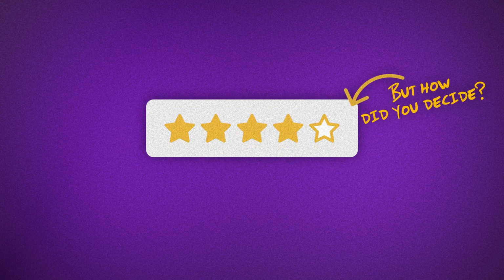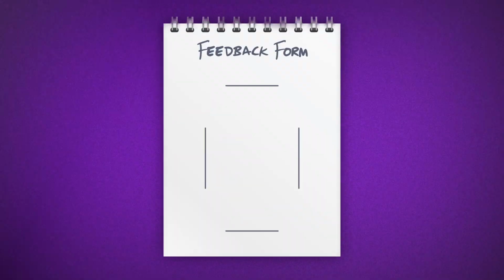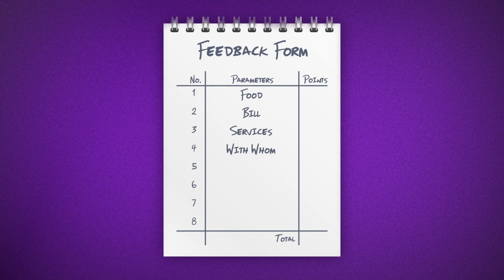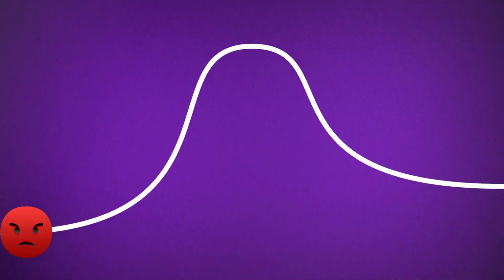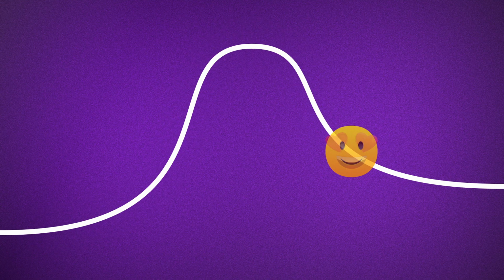But how did you decide it was a great experience? Ideally, you should have calculated this based on various parameters like food, bills, services, whom you went with, ambience, what the experience was when you entered, what the experience was when you got the bill, and many more things like that. But do you actually make a list of all these experiences and take a total average, and based on that you tell the waiter whether it was a good or a bad experience? Turns out that's not the case. Often whenever we rate an experience, we tend to ignore a lot of parts about it, and our judgment is only based on two parts. That is how we felt at the peak and how our experience ended.